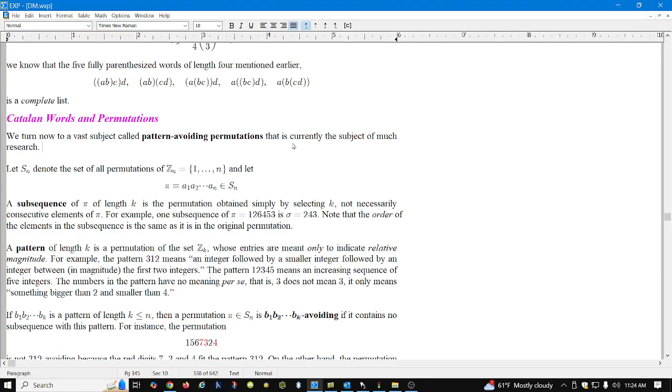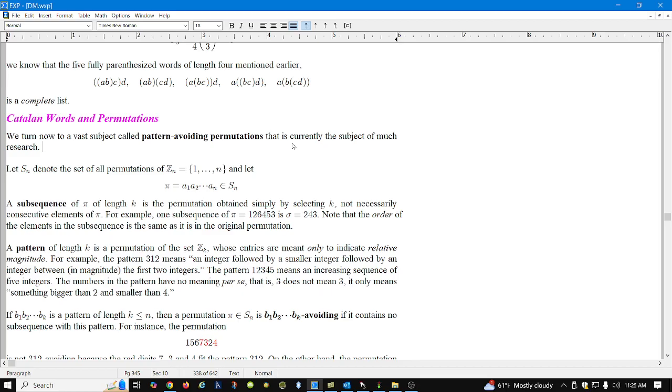Let's take a look at our final application of Catalan words and Catalan numbers, and this is to permutations. There is a rather vast subject in combinatorics called pattern avoiding permutations. And it is, in fact, currently the subject of much research because there's a lot we don't know about this. But that's not going to be a problem for us. We're going to deal with some simple applications.